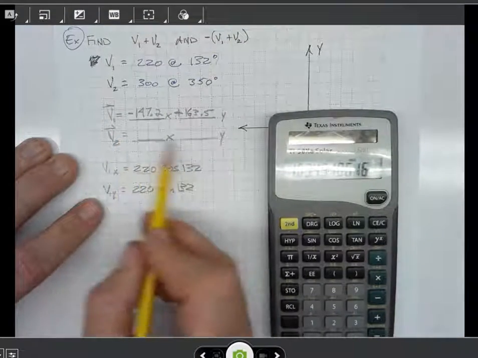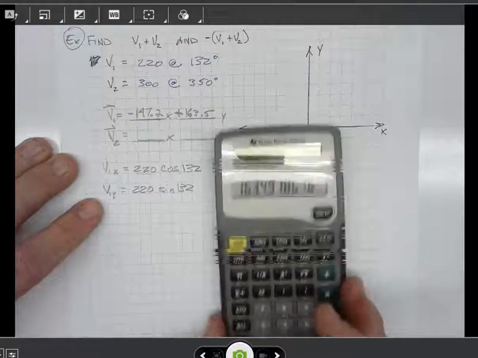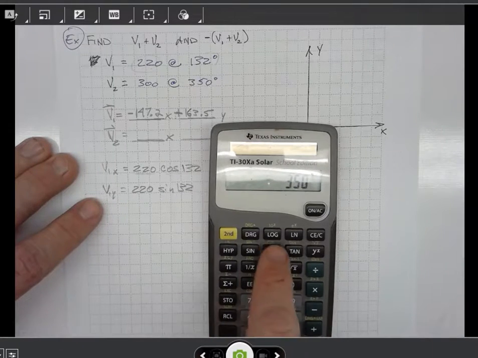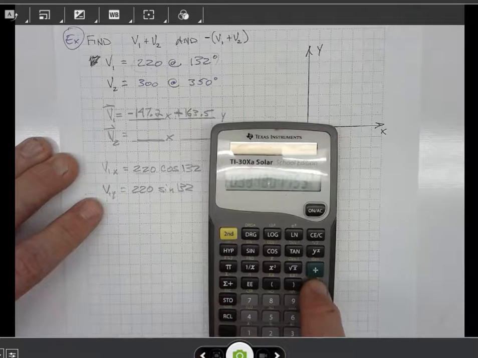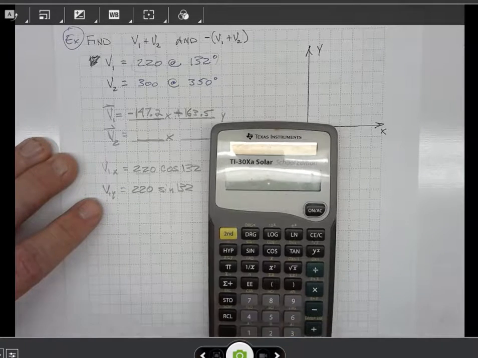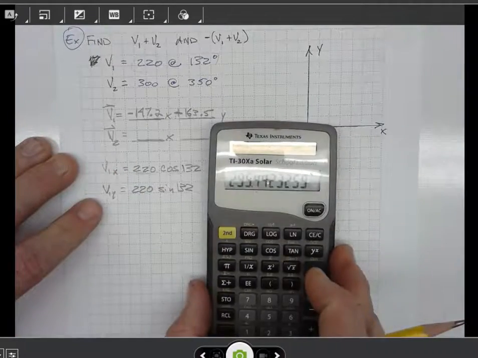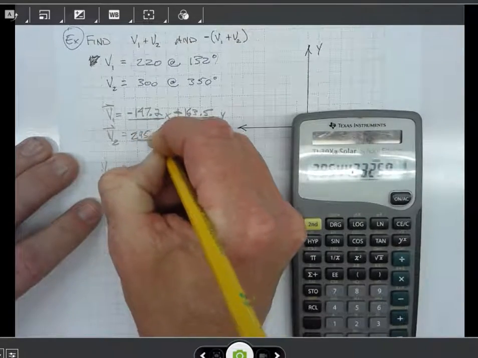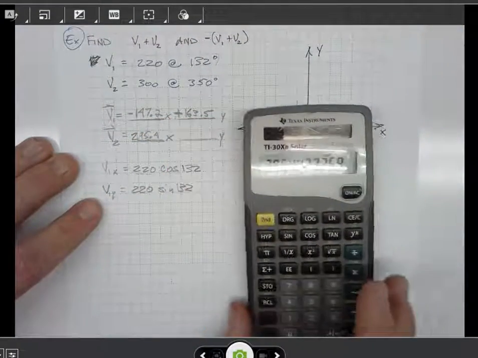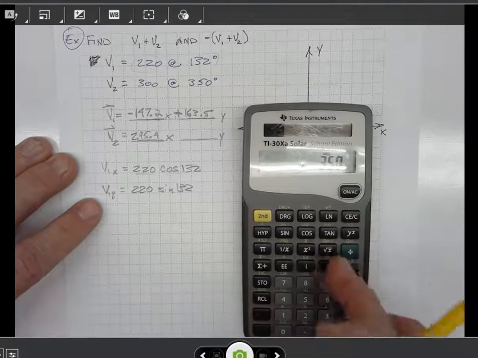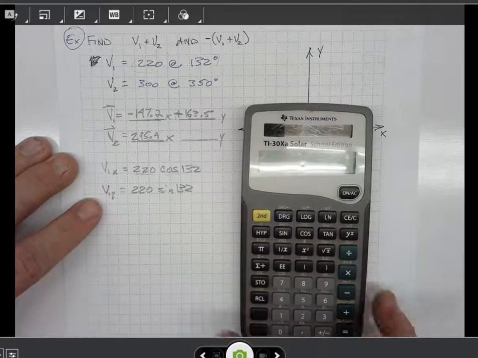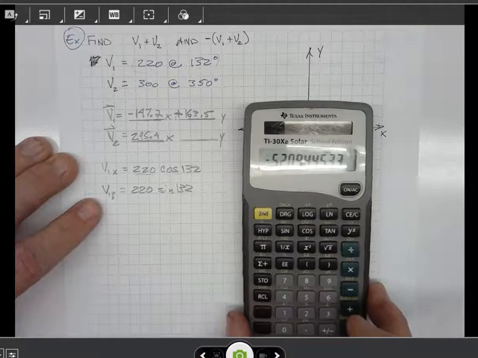Alright, to do the same for V2, we're going to take 350, so you can pause the video, by the way, and try it on your own real quick and see if you get what I get. So I'm going to do 350 cosine times 300, the magnitude. And for that I get positive 295.4. And for the y component, I'm going to do 350 sine times 300. And that's going to be negative 52.1.